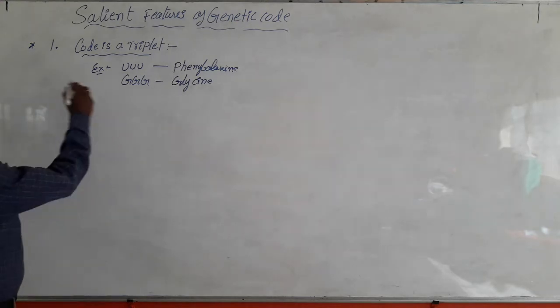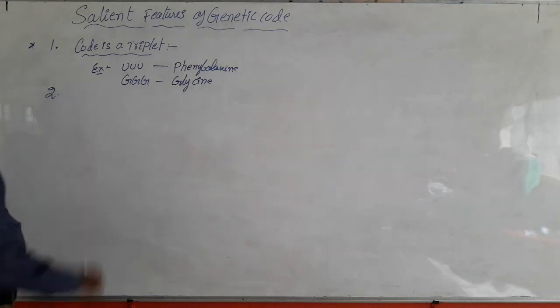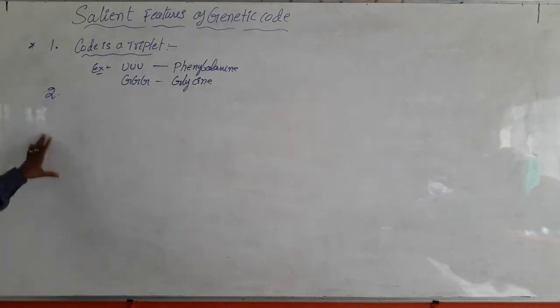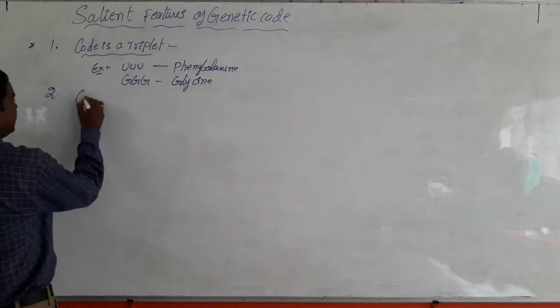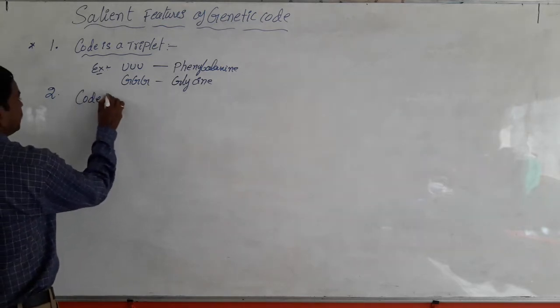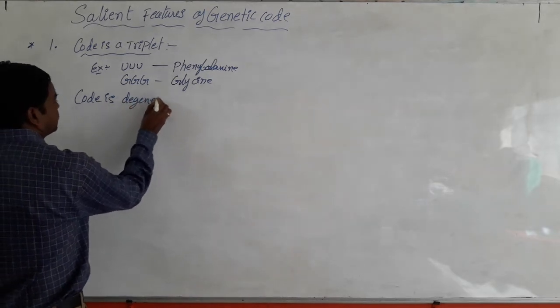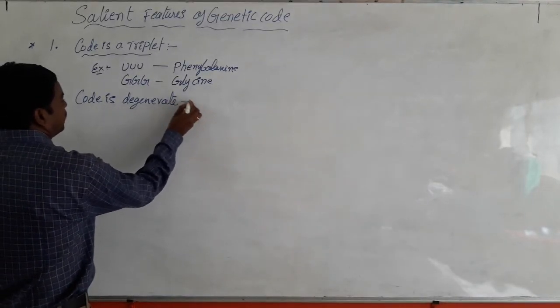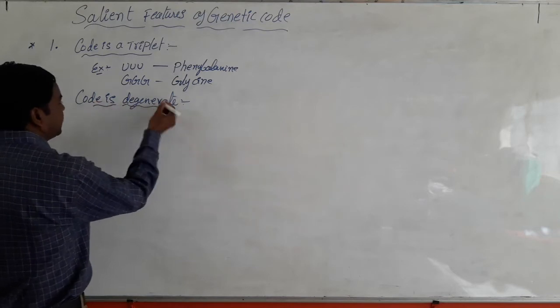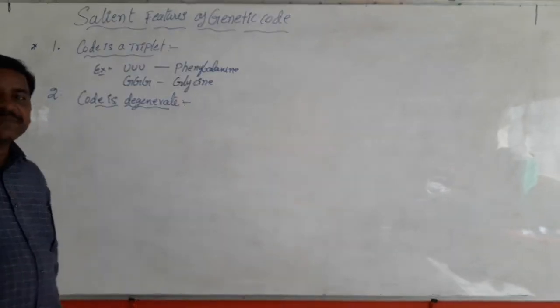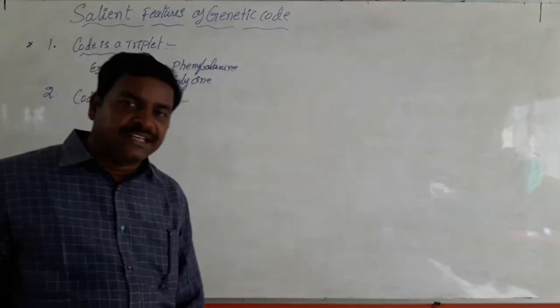Now coming to the second property of genetic code: code is degenerate. What is the meaning of code is degenerate?